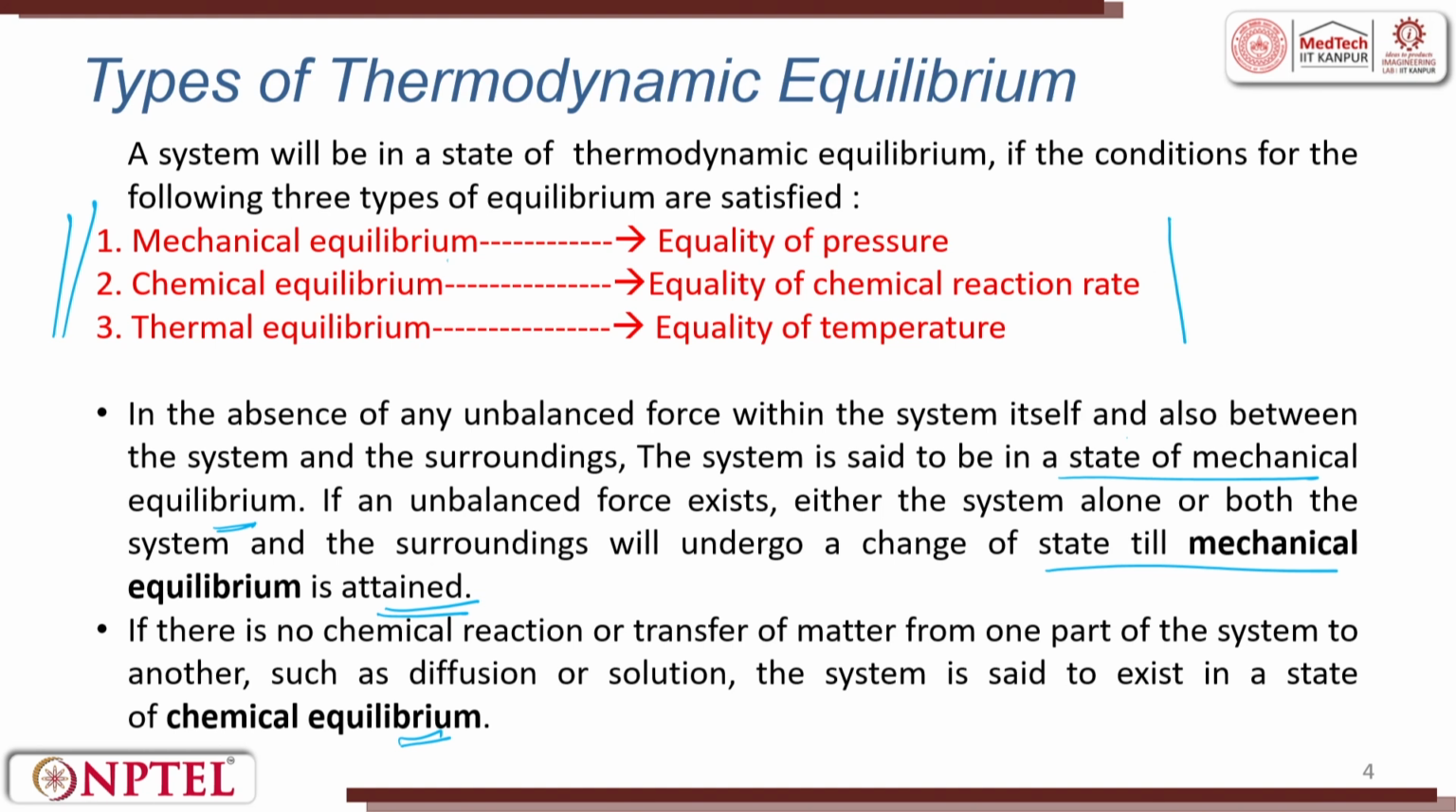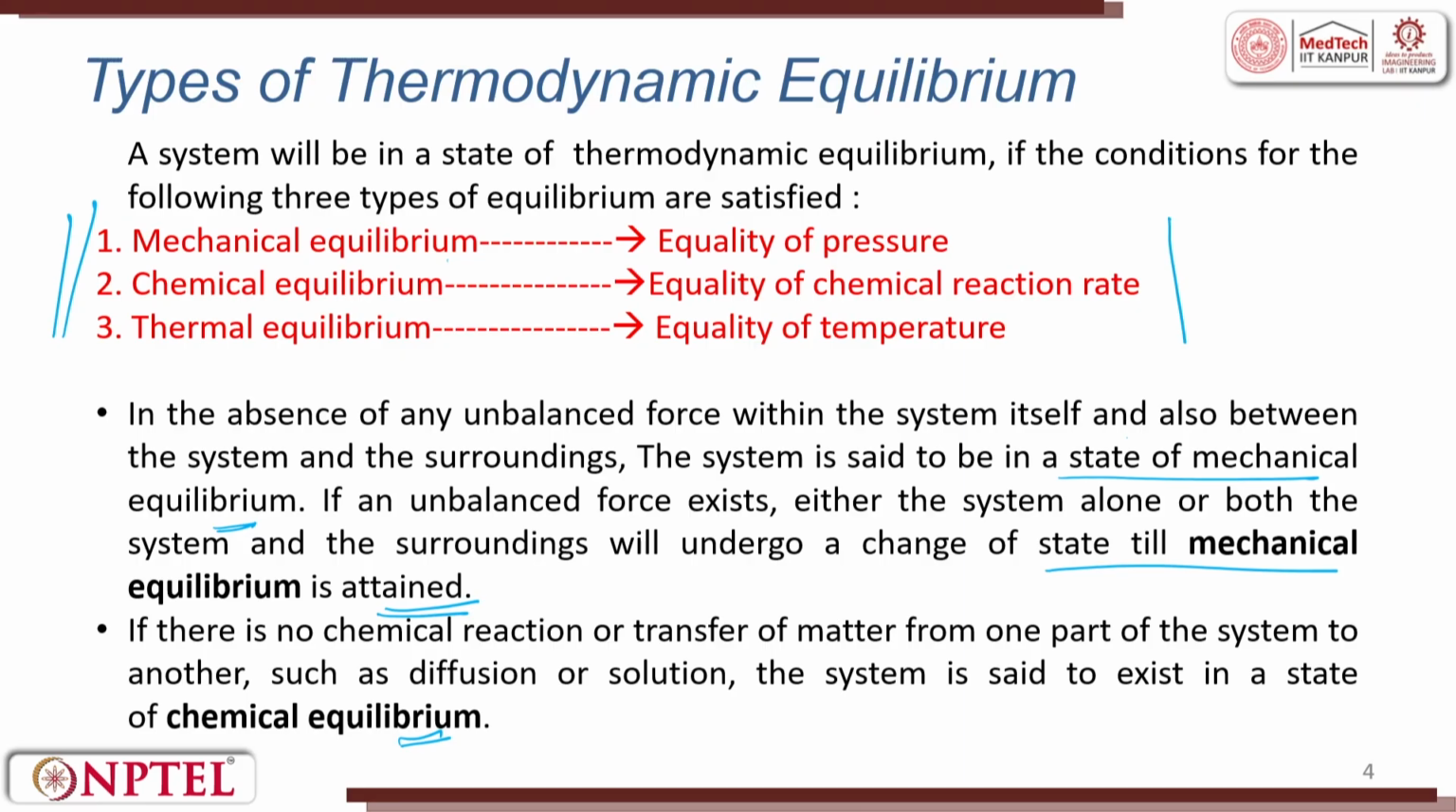So, here what happens, there is a porous structure or a solid into which you pressurize and push the atoms inside. You have a sponge where water gets diffused inside, right? All the pores are getting filled with water, it sucks. So, if there is no chemical reaction or transfer of matter from one part of the system to another, such as diffusion or solution, then the system is said to exist in chemical equilibrium.